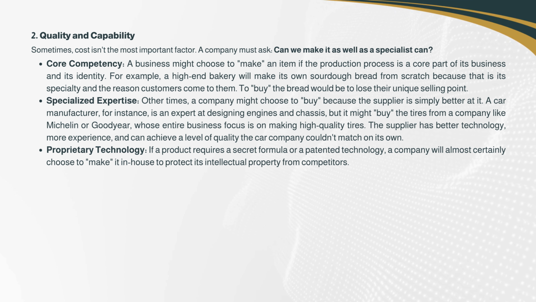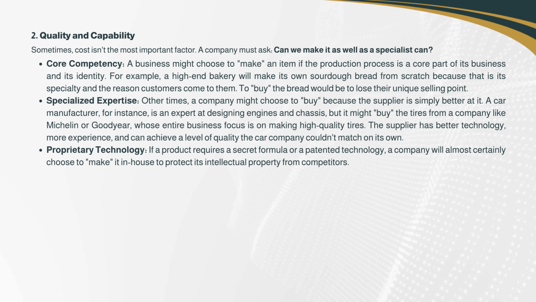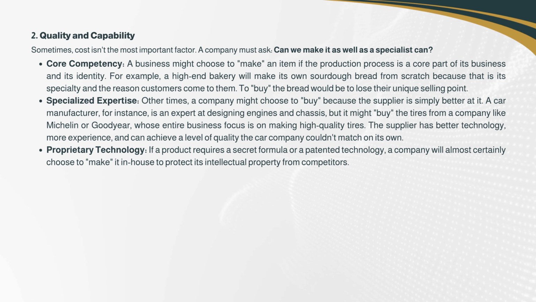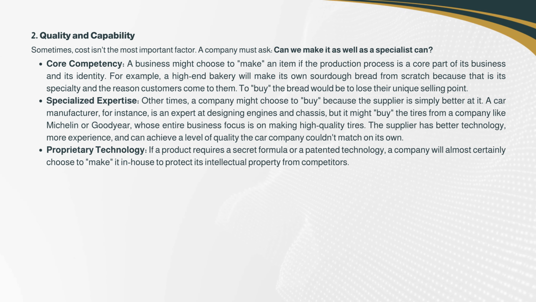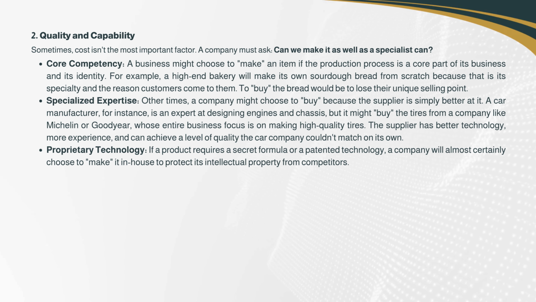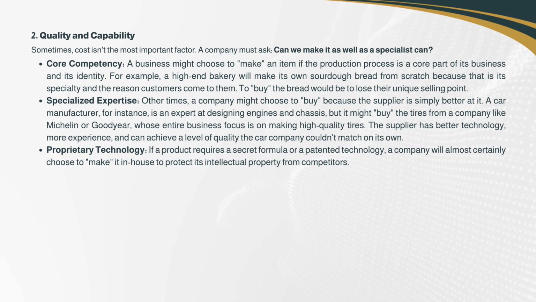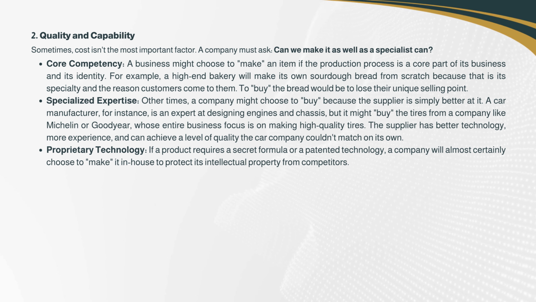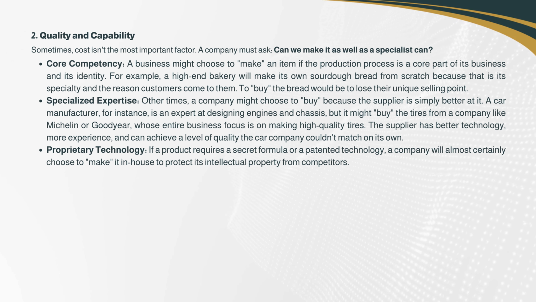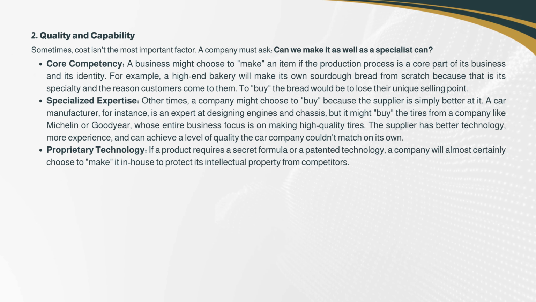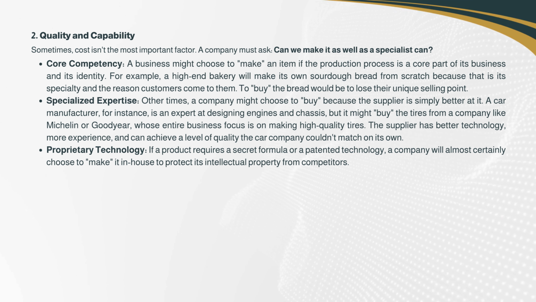Specialized expertise. Other times, a company might choose to buy because the supplier is simply better at it. A car manufacturer, for instance, is an expert at designing engines and chassis, but it might buy the tires from a company like Michelin or Goodyear, whose entire business focus is on making high-quality tires. The supplier has better technology, more experience, and can achieve a level of quality the car company couldn't match on its own. Proprietary technology. If a product requires a secret formula or a patented technology, a company will almost certainly choose to make it in-house to protect its intellectual property from competitors.